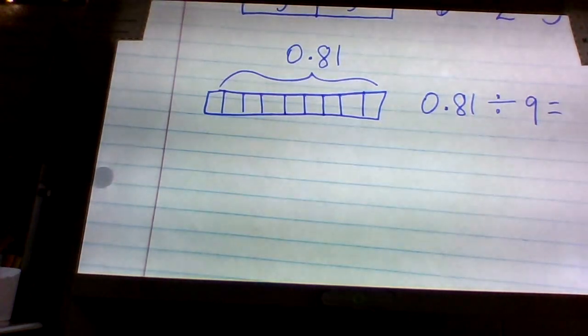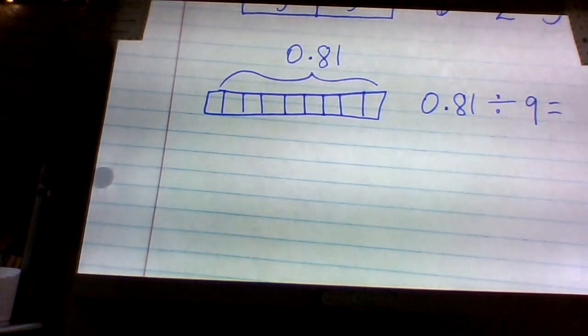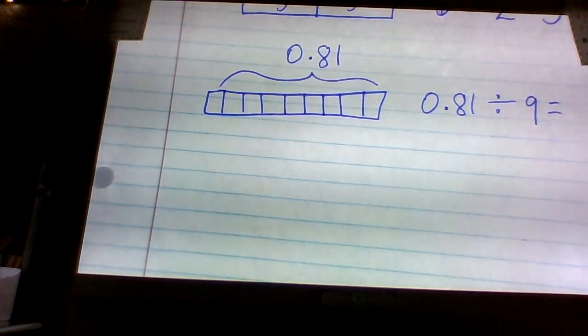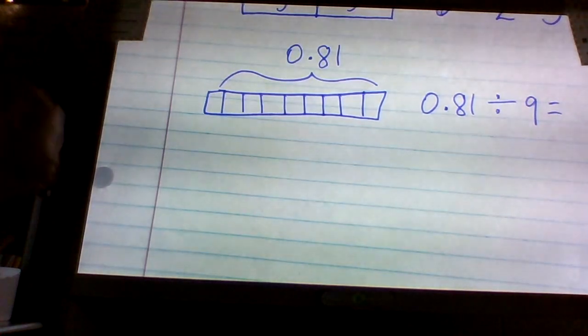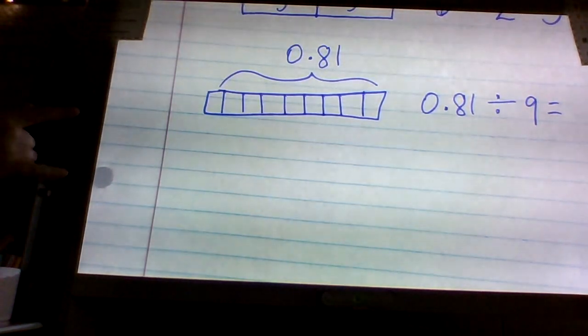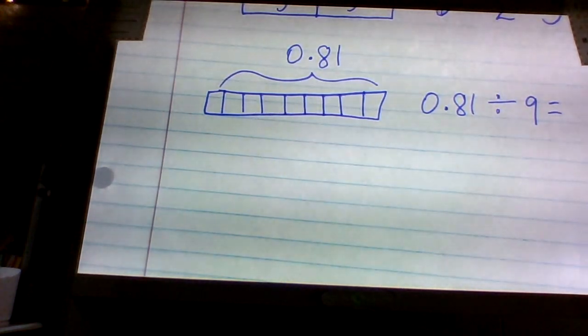What I told my fifth graders today is to think about our basic multiplication and division facts. Those are the facts that we know fluently, like at a snap of a finger. So I have 81 hundredths divided by 9.